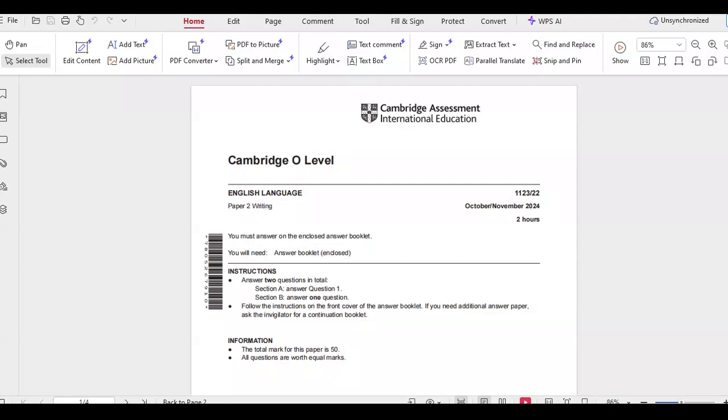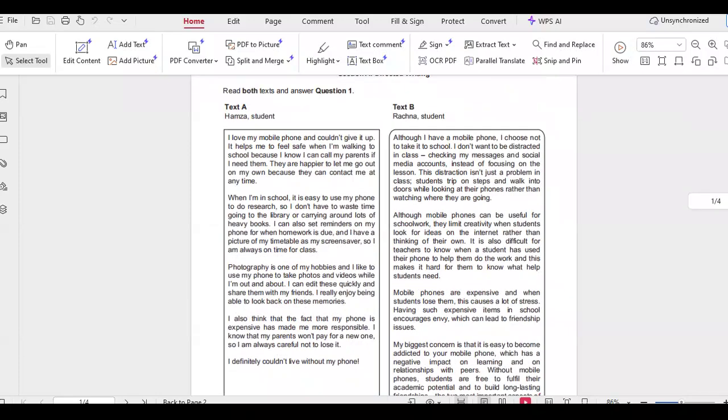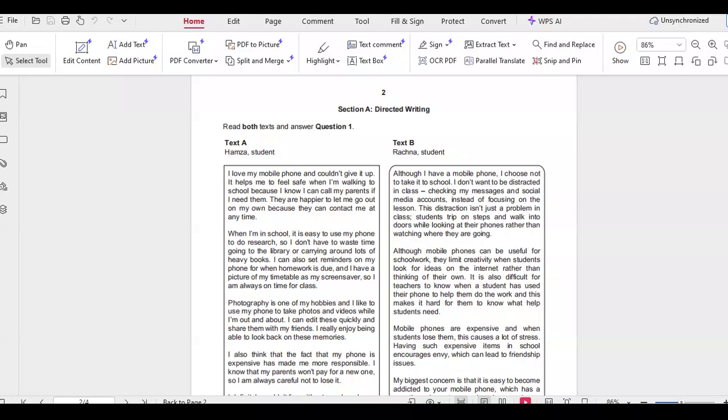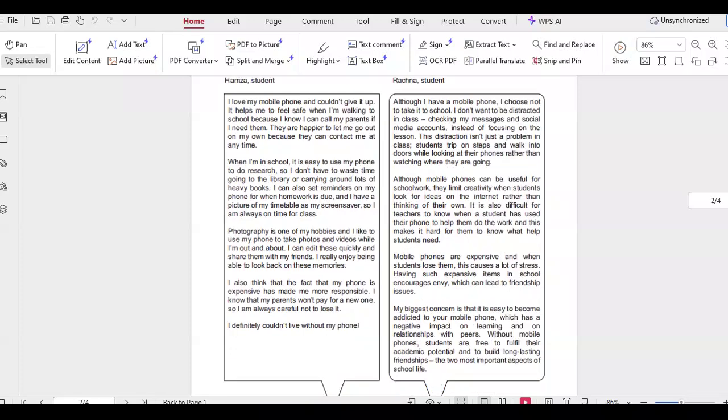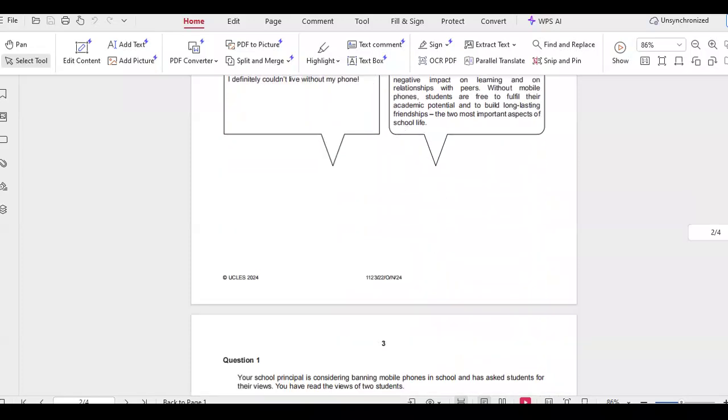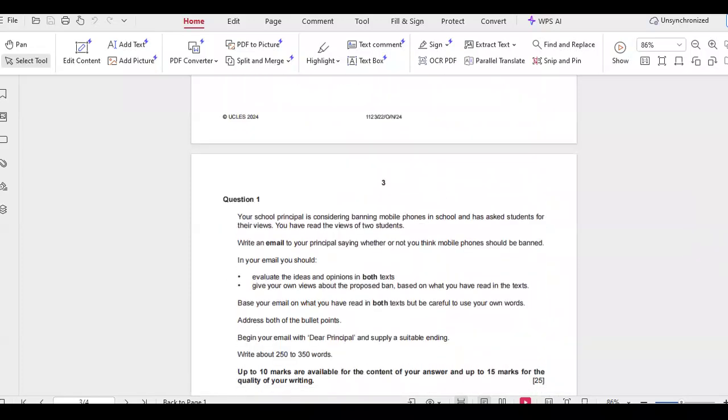As far as the structure of the paper is concerned, we are well aware that for paper number 2, we would be required to attempt two different sections. Section number 1, directed writing. As with the name, we would be required to write under certain directions. The directions are to evaluate the ideas and opinions in the given text and to give our own views about it.